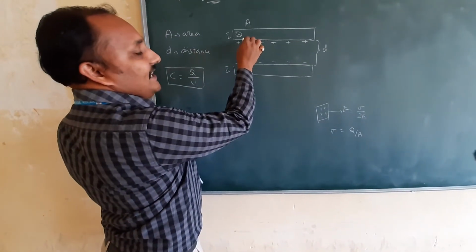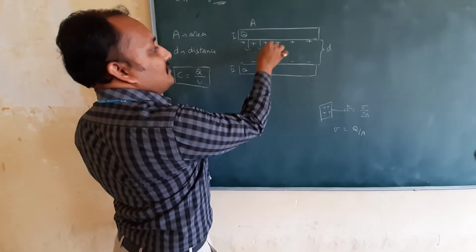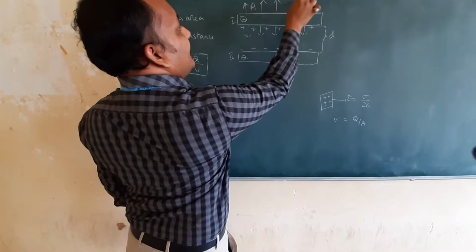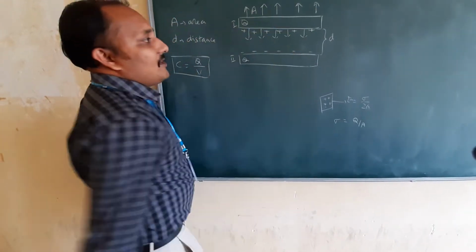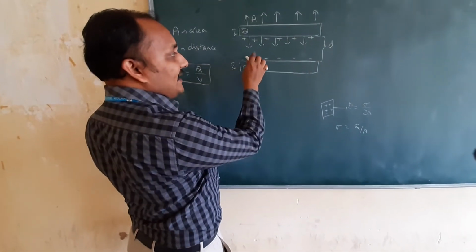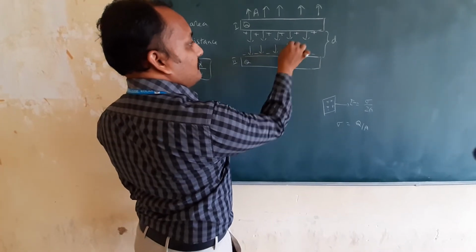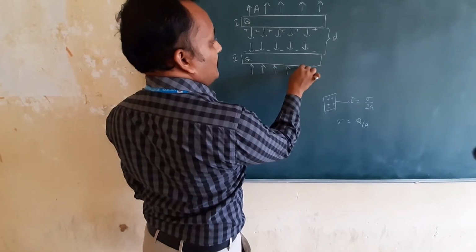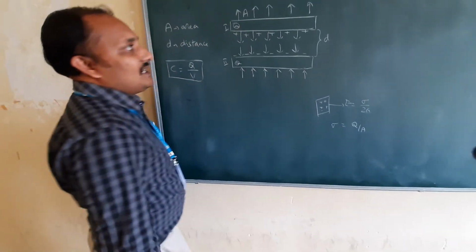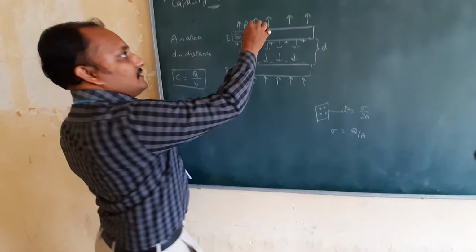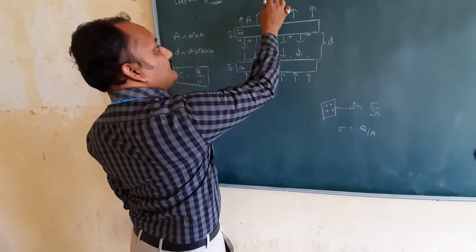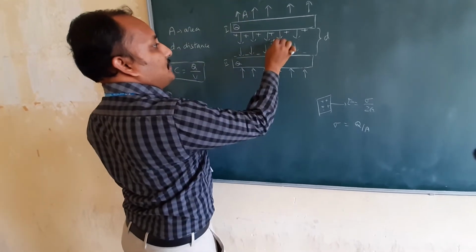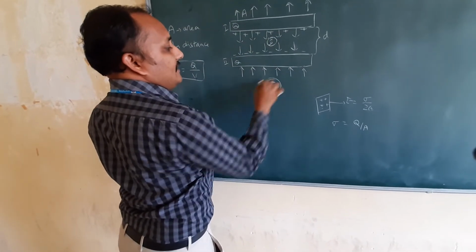Now, what is the electric field intensity produced by the positive charge plate? It will be away from the plate. This is the electric field intensity produced by the positive plate. The electric field intensity produced by the negative plate will be towards it. Now we will have total 3 regions. Here region 1, this is region 2, this is region 3.